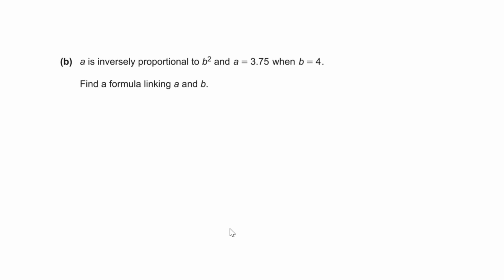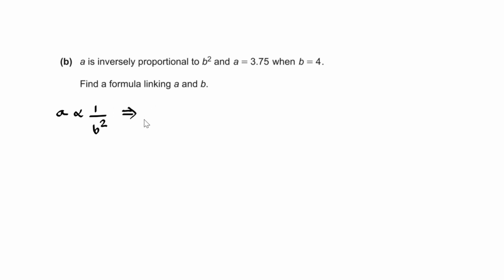And now for part B, a is inversely proportional to b squared, so we've got a being inversely proportional to b squared, and we're given that a equals 3.75 and b equals 4. We have to find a formula linking a and b.